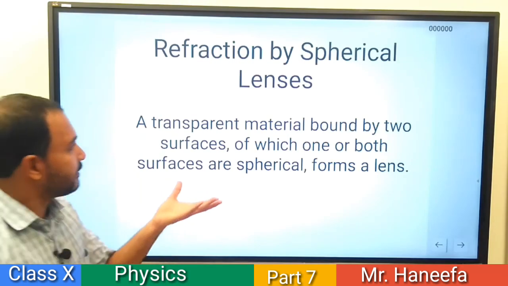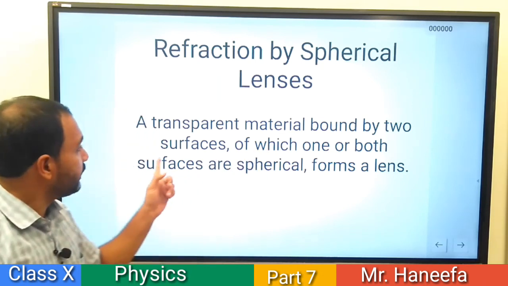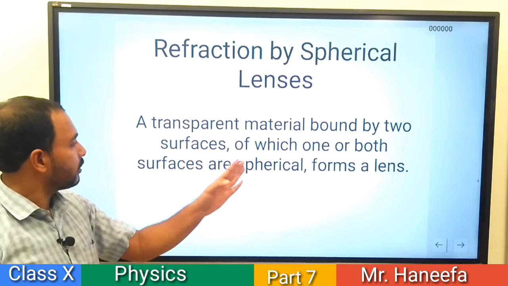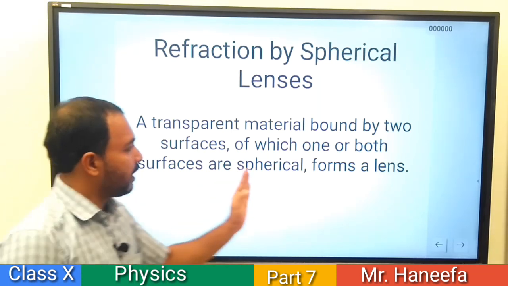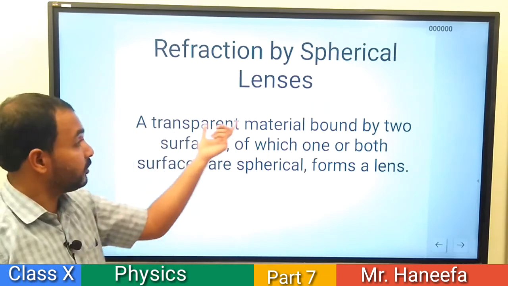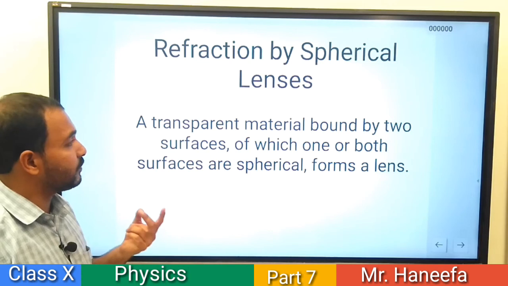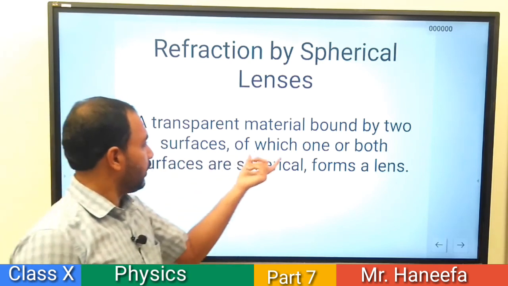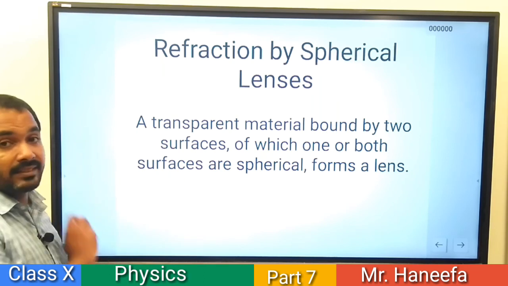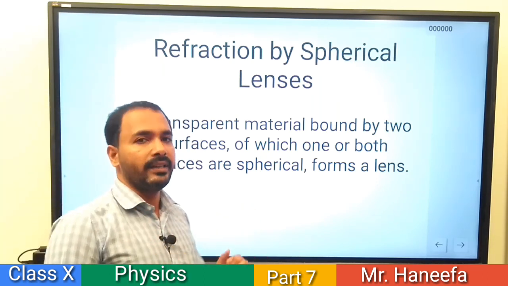So what is a lens? It is a transparent medium bound by two surfaces, of which one or both surfaces are spherical. So a lens is a transparent material. Lenses are of two types, convex lens and concave lens.